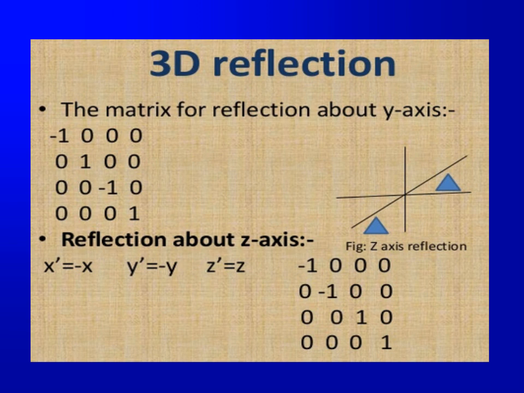Okay, and next one is the reflection about the z-axis. So z is positive and the remaining ones are negative, right? So what is the matrix? Minus 1 0 0 0, 0 minus 1 0 0, 0 0 1 0 and 0 0 0 1. Okay, means what you get in this equation is x dash is equal to minus x, y dash is equal to minus y, and z dash is equal to z.